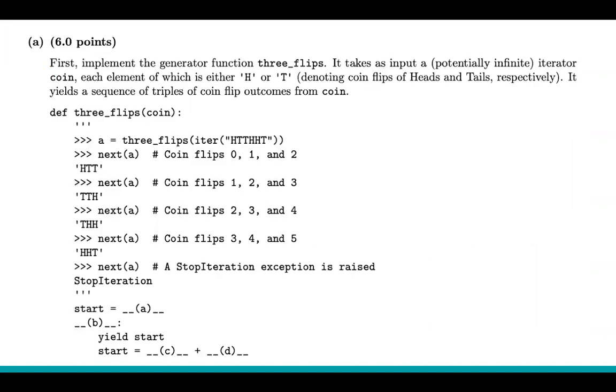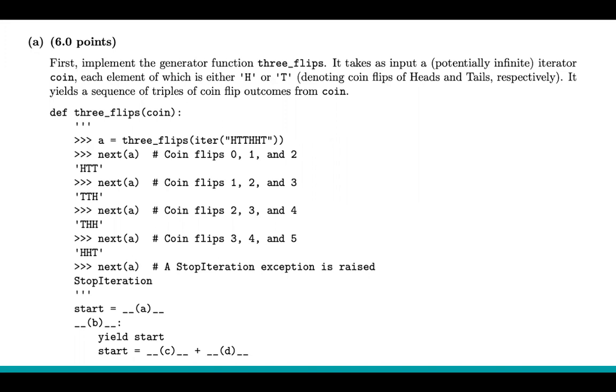So here's the question. We want to implement the generator function 3 flips. It takes as input a potentially infinite iterator, which is called coin, each element of which is either the H character or the T character, which denotes the coin flips of heads and tails respectively. It yields a sequence of triples of coin flip outcomes from coin. So here's our skeleton code.